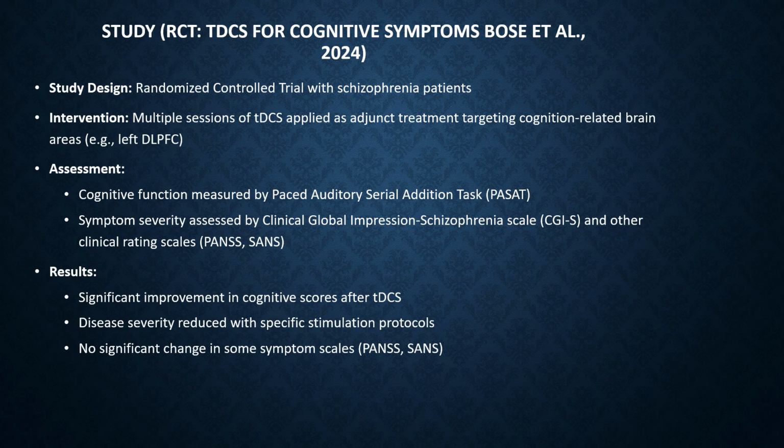delivered across multiple sessions. To track progress, researchers assessed cognition using tasks like the paced auditory serial addition task. They also rated symptom severity with standardized tools such as the Clinical Global Impression Scale and the PANSS scale. Results found that patients in the active TDCS group improved their cognitive scores and showed reduced disease severity for specific measures. Although some symptom scales didn't show significant change, this study highlighted how TDCS, when added to standard care, can provide a valuable boost in mental performance for certain individuals.